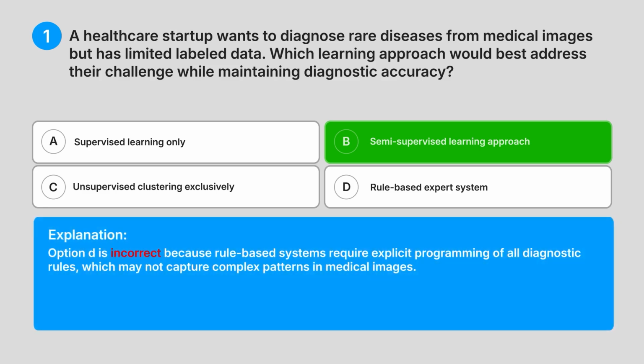Option D is incorrect because rule-based systems require explicit programming of all diagnostic rules which may not capture complex patterns in medical images.